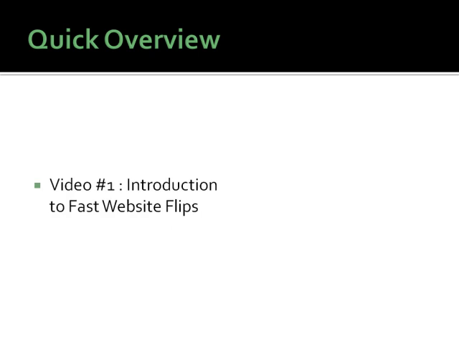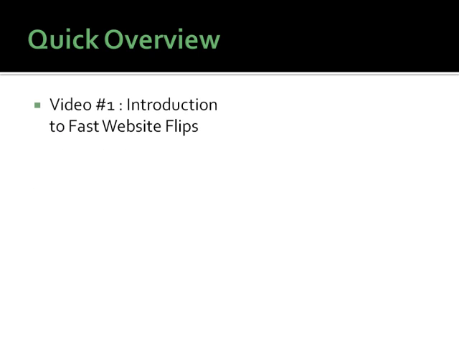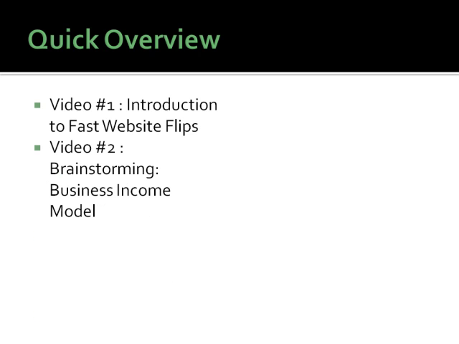Now, before I actually move on, I want to give you a quick overview of exactly what we're going to talk about in this video series. Of course, this is video number 1, so I'm not going to talk about that. Video number 2 is going to be brainstorming. We're going to talk about business income models. You see, before you actually begin to build a website, you need to know what kind of business income models are out there. In other words, how is the website going to make money?